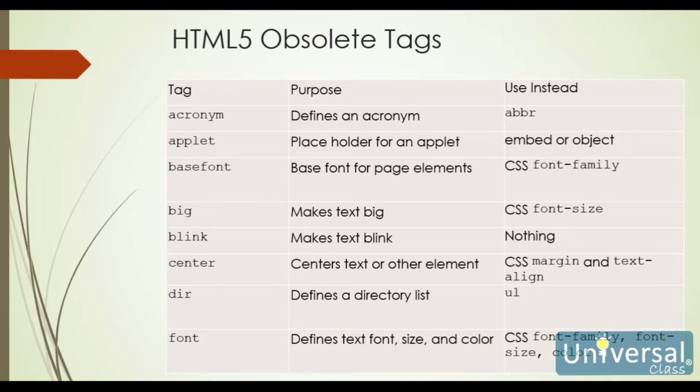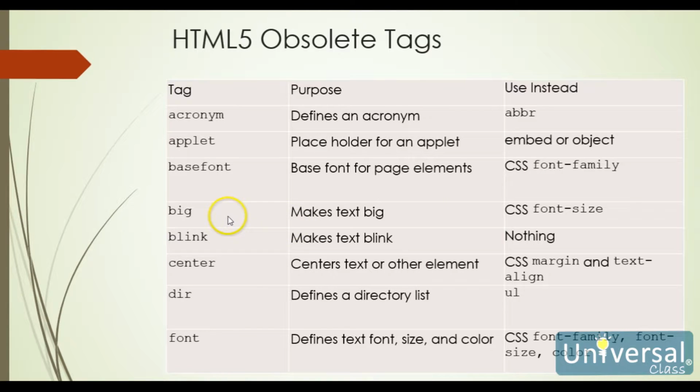In the document listed on the slide before, the World Wide Web Consortium, or W3C as they are known, provides a list of tags that have become obsolete. We have tags like acronym that defines what an acronym is, and instead we should be using an abbreviation. We have applets. This was a placeholder for an applet like a Java applet or some other scripting applet. Instead, we should now be using the new embed or object. We had a tag called base font, which declared what the base font was for all of the elements on the page. Now we should be using the CSS font family.